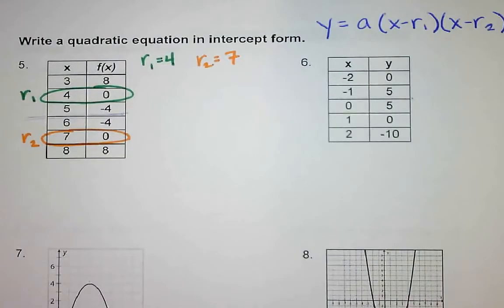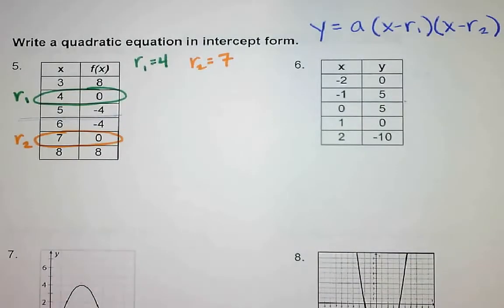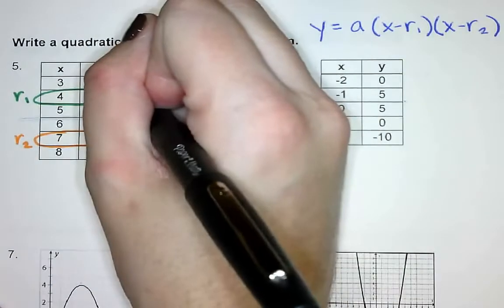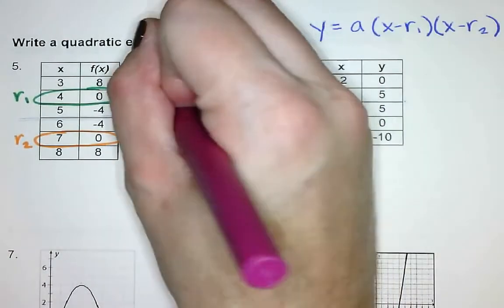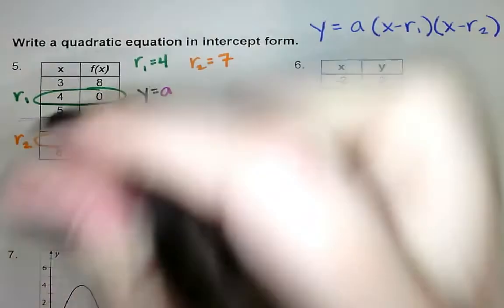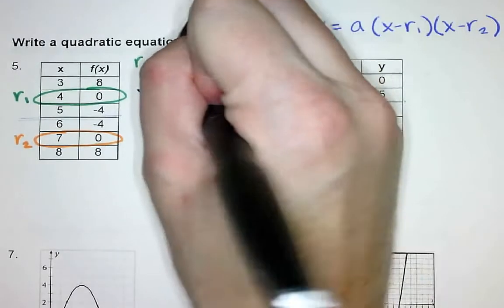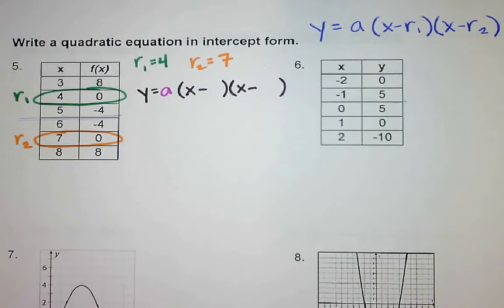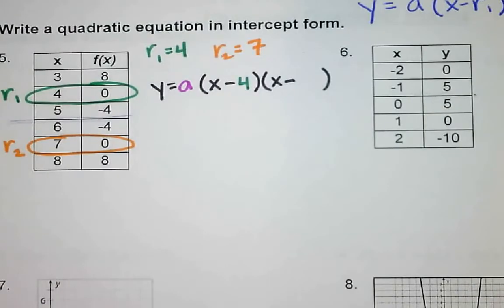Y'all feel good? Okay. So then, guys, what we're going to do is plug this into the shell of our intercept form here, okay? So we're going to say, okay, y is equal to, and then our a, we don't know the a value yet, okay? And I'm going to make a little shell here without my values. I'm going to say (x minus) and (x minus). So, guys, my first intercept is what? 4. So it's going to be x minus 4. My second intercept is 7, so it's going to be x minus 7. Do y'all feel good about that?